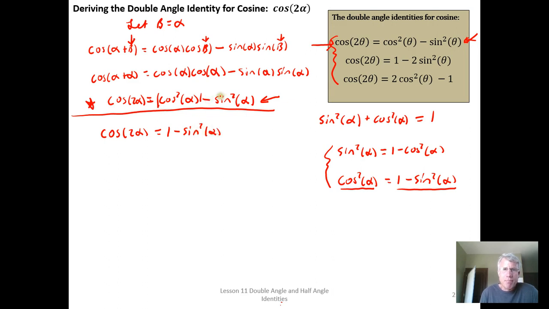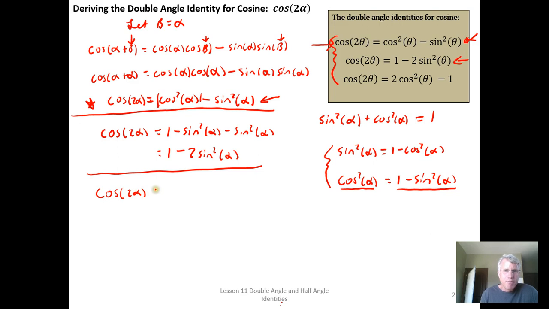And we already have a minus sine squared of alpha sitting here. So we simplify the statement and we get 1 minus. We're subtracting the sine squared of alpha 2 times. So we get minus 2 times the sine squared of alpha, which establishes this double angle identity. And the last double angle identity is derived in much the same way.